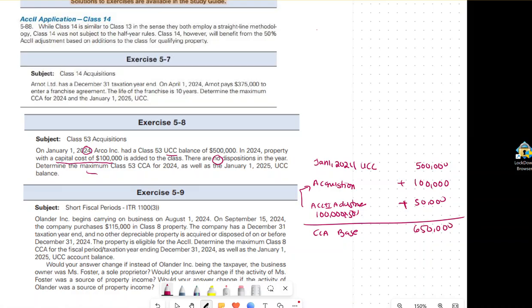We are in class 53. Under class 53, we will be allowed to take a 50% CCA. So my CCA rate here is 50% of your 650,000, and that will give me 325,000. So that will be the CCA that I'm allowed to deduct.